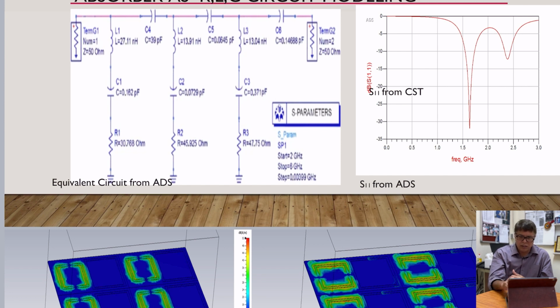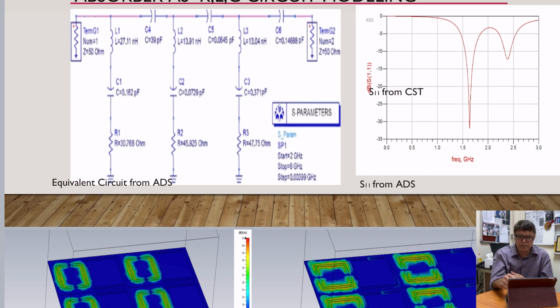Now, if we see this particular slide, this is an RLC equivalent circuit which represents the series and parallel combination of RLC lumped constants. The net effect of these RLC circuits, which are obtained using ADS software and simulated with CST parameters, is that in CST we designed an RF absorber and in ADS we designed an equivalent circuit corresponding to the CST design, and then we obtained simulation using reflection coefficient and compared the features.